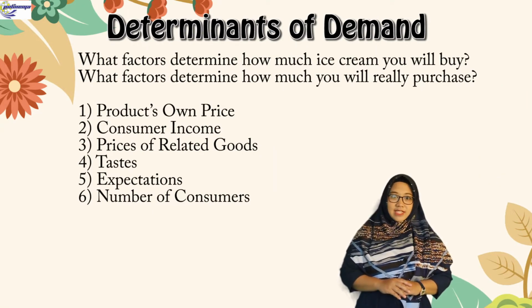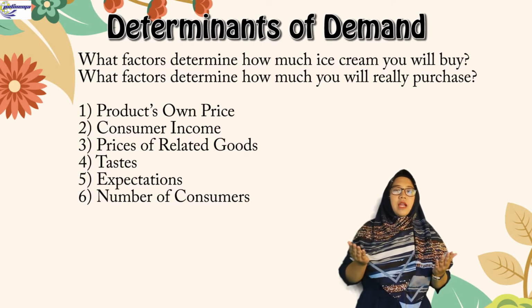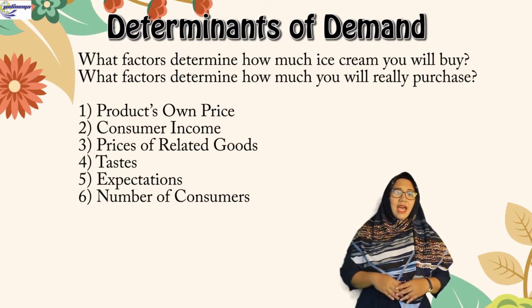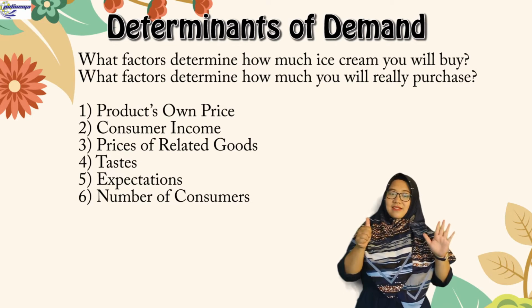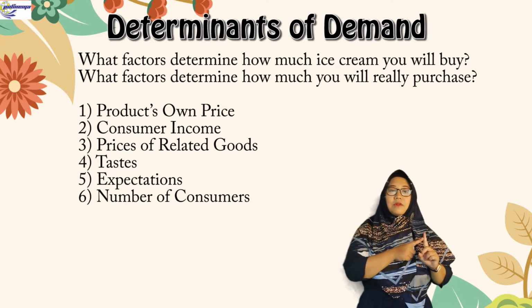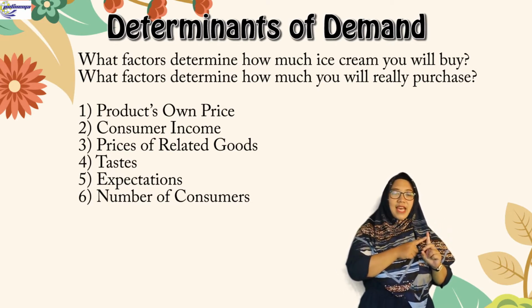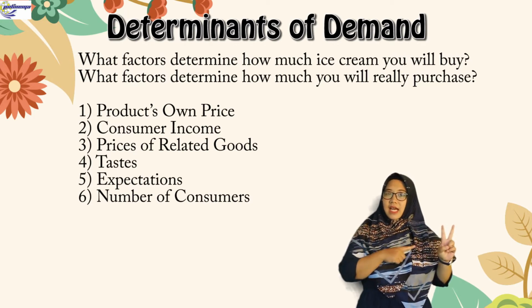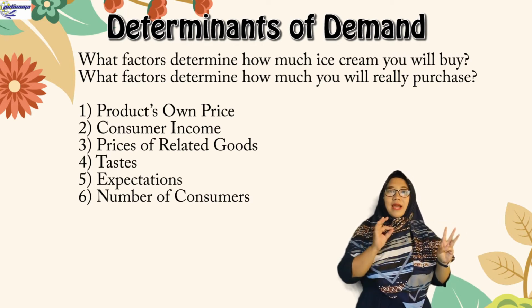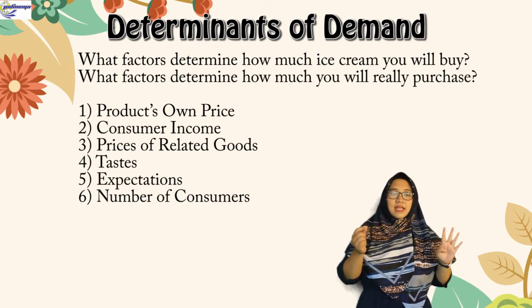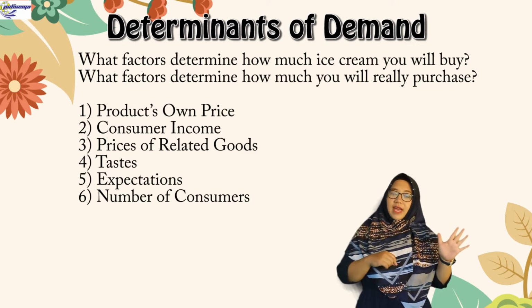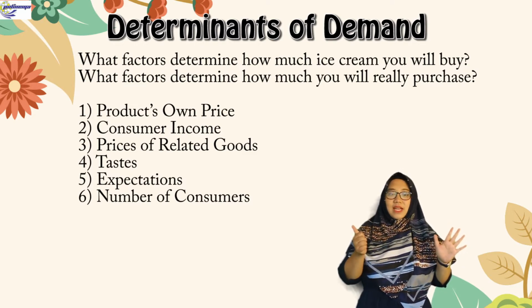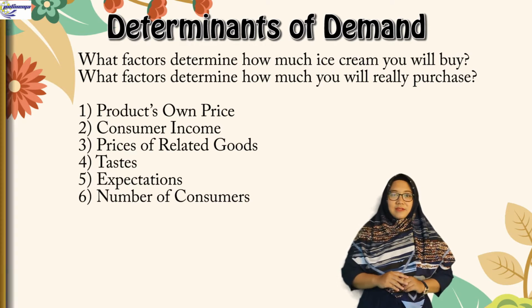This relates to some questions, like what factors determine how much ice cream you will buy, and what factors determine how much you will really purchase. There are 6 factors. Number 1 is the product's own price, and number 2, consumer income. Number 3, prices of related goods. Number 4, taste, customer taste. Number 5, expectations. And the last one is number of consumers.